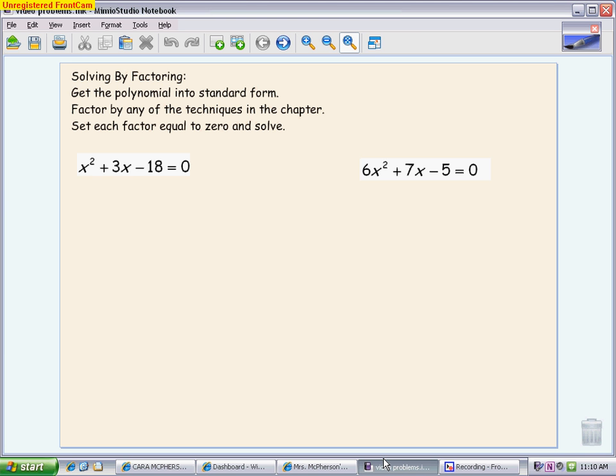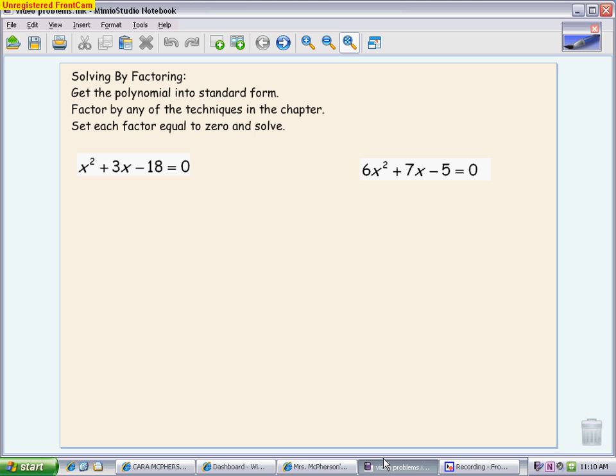Then we want to factor by any of the techniques. So right now we have taking out the GCF, we have FOIL factoring with both x squared or a higher coefficient, we have grouping, we have difference of perfect squares, and then we have our perfect cube formula. So a lot of options. Once we do that, we're going to take each factor, set it equal to 0, and get our answers. And we will have multiple answers for most of these.